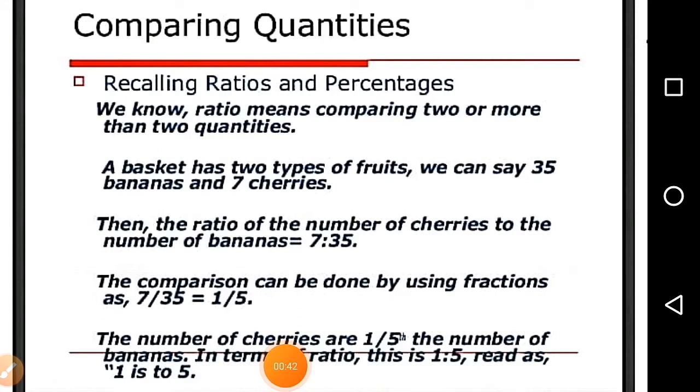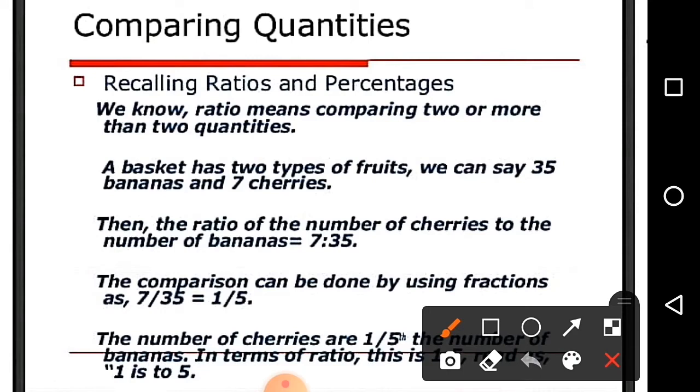Now comparing quantities means whenever we compare two quantities, we generally take out the ratio. You have already studied ratio in your previous classes. In 7th standard also, ratio and proportion was there. So ratio means what? Whenever we compare two things, for example, if we compare the height of two students or the weight of two objects, we take out the ratio. So that is a type of comparison. We know that ratio means comparing two or more than two quantities.